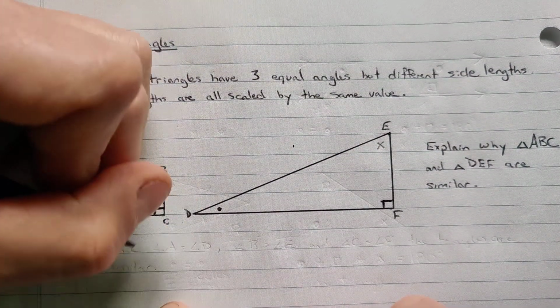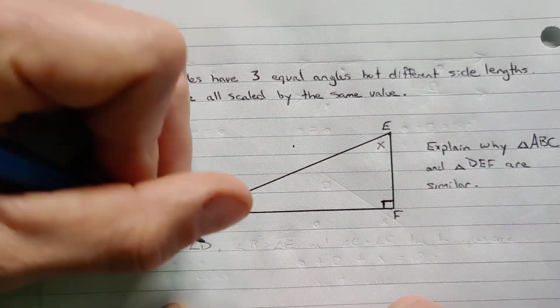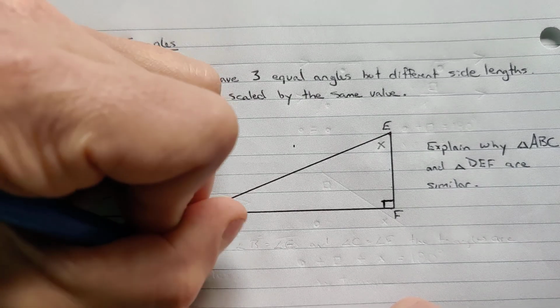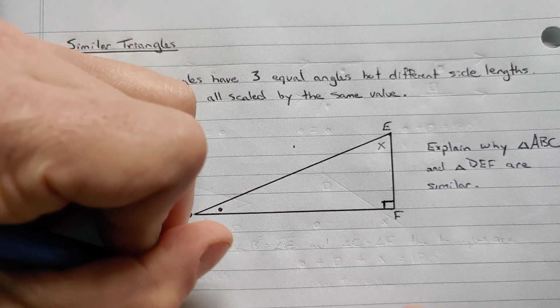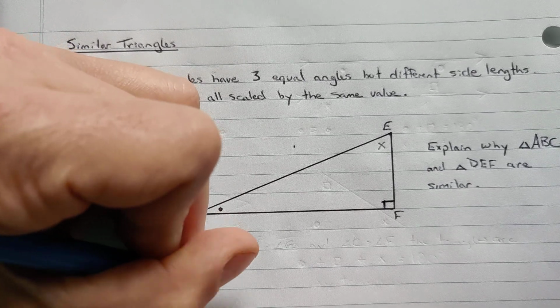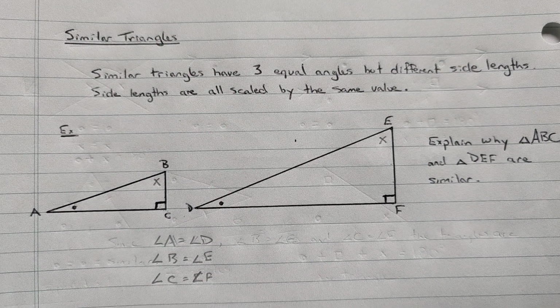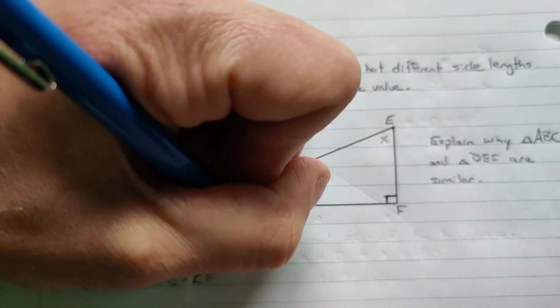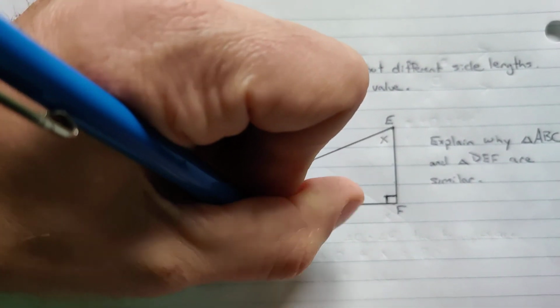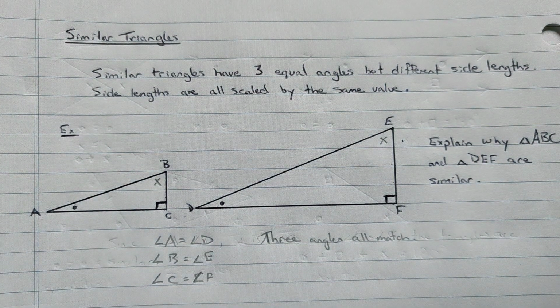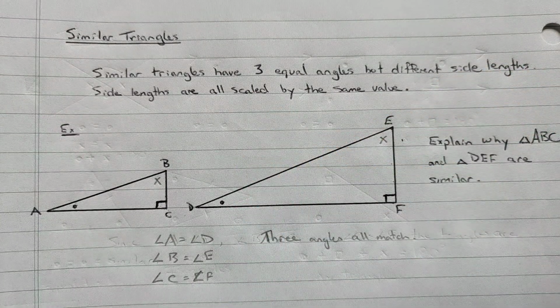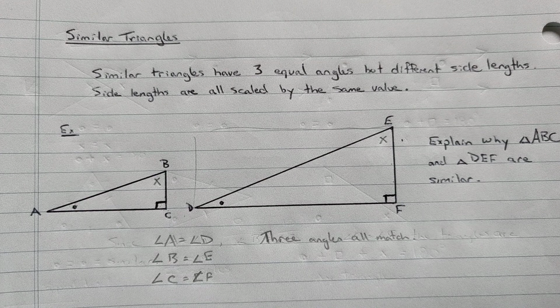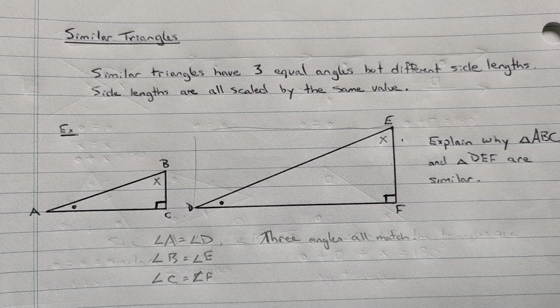So why are these the same? Well, angle A equals angle D. Angle B equals angle E. And angle C equals angle F. So why are they similar triangles? The 3 angles all match. As long as the 3 angles are matched up, we've got similar triangles. It doesn't even matter if I took this triangle and spun it around so it was up like this, it would still be a similar triangle as long as the 3 angles are the same.